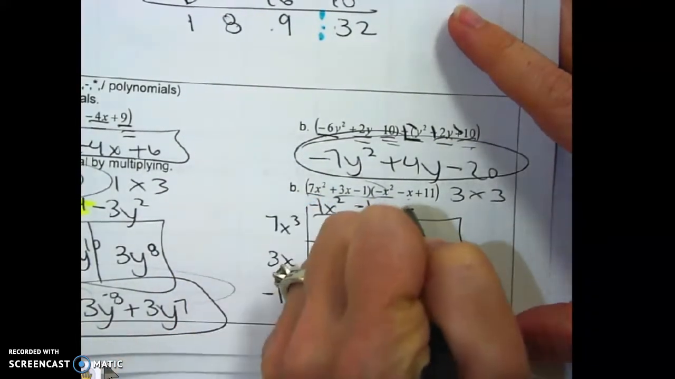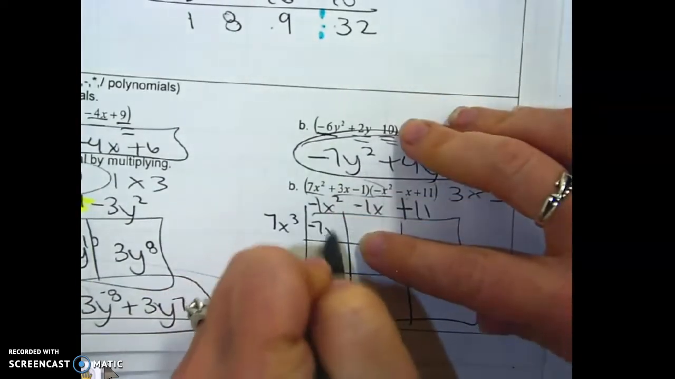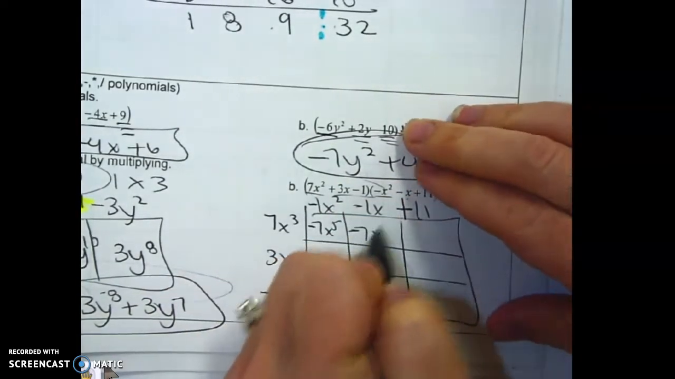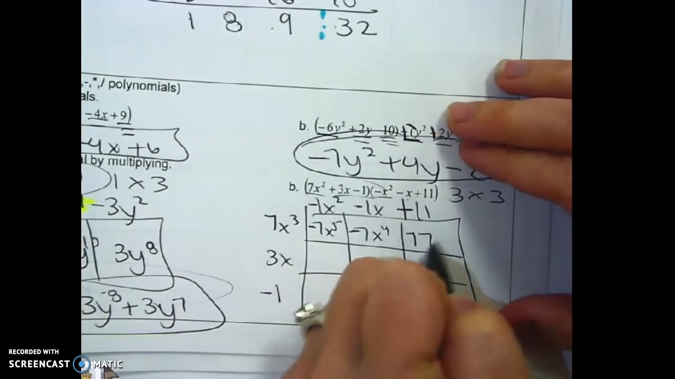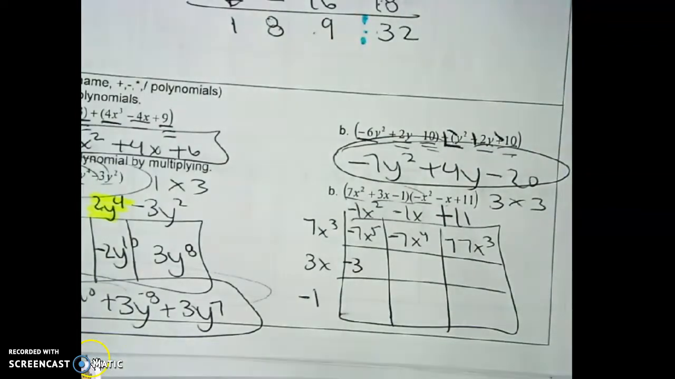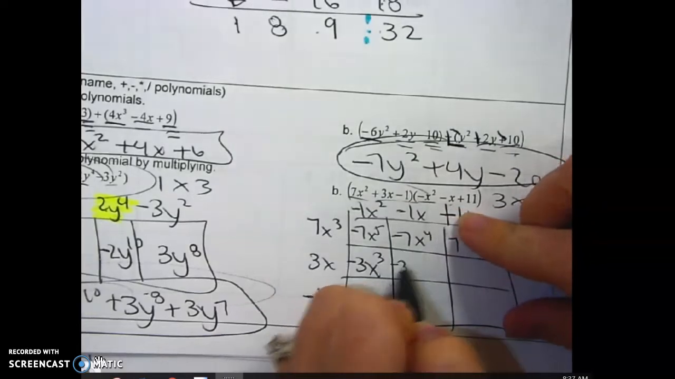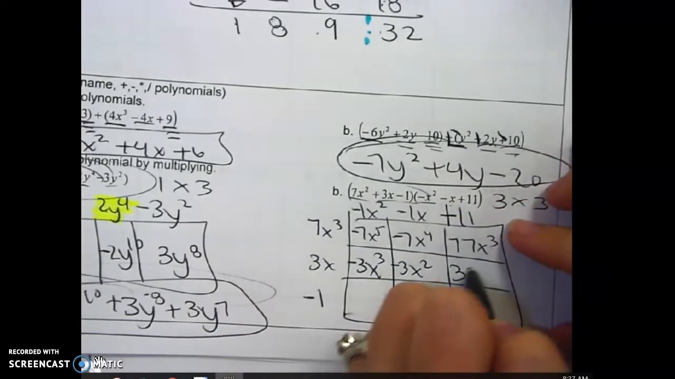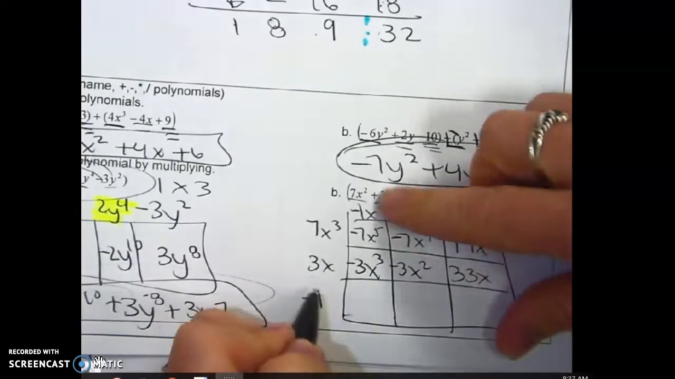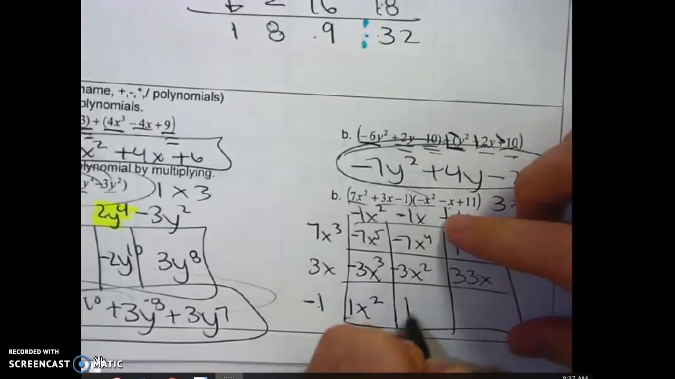I like putting ones there, it's easier for my sanity. Okay, so multiply the bigs, add the littles, multiply the bigs, add the littles. Multiply the bigs, add the littles, multiply the bigs. There aren't any littles here, so we're just keeping it there.